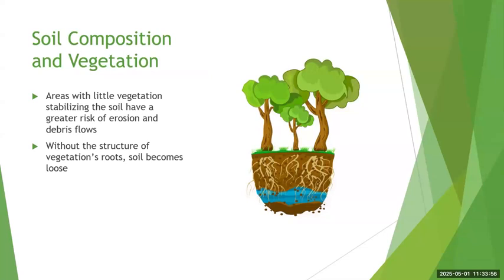We'll also look at soil composition and vegetation. Roots are holding the soil into the ground, and without them, the soil becomes loose and can wash away the soil in a debris flow. So we're looking for areas with little vegetation stabilizing the soil because they have a greater risk of erosion and debris flows.